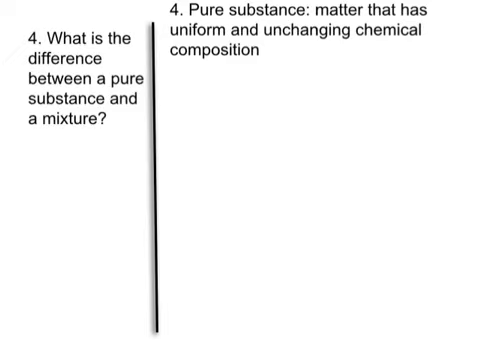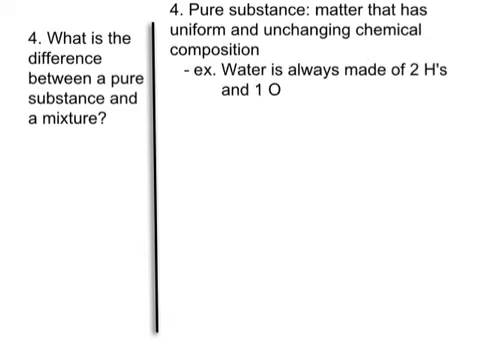All right, so a pure substance is matter that has uniform and unchanging chemical composition. All right, classic example of a pure substance is pure water. Pure water is always made of 2 hydrogens, 2 H's, and 1 oxygen, right, to make H2O, the chemical formula for water. Okay, so pure water always is made of H2O. Okay, no matter if you take it from the lake in Tahoe or the Indian Ocean, the pure water substance is going to be H2O.